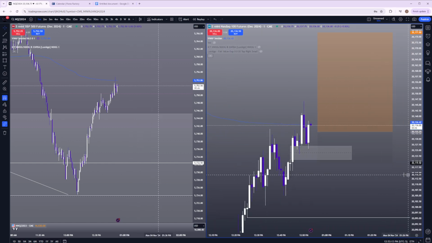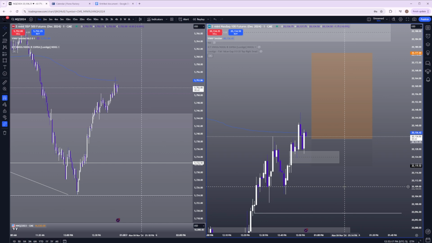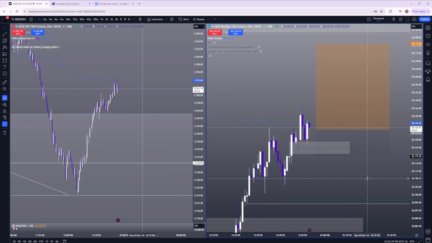All right, we're back to VWAP again, guys. We just can't seem to break through it yet, so I still really can't get an entry. We might have to wait for the end of the hour here.